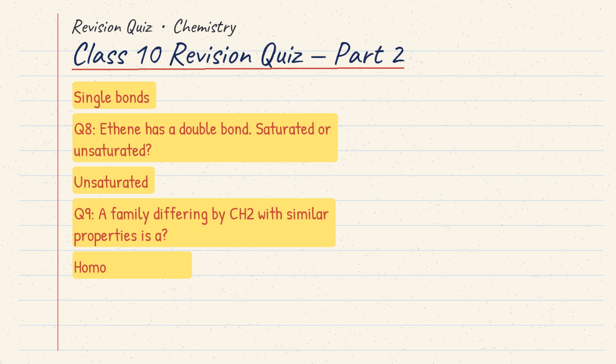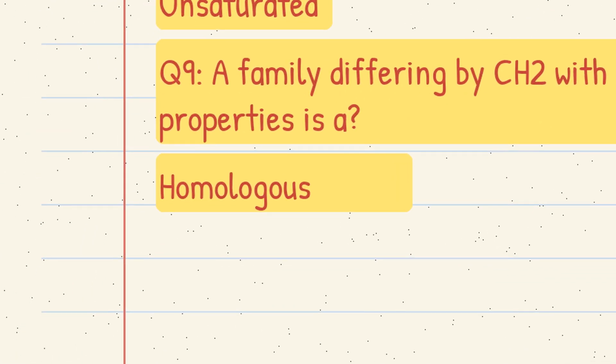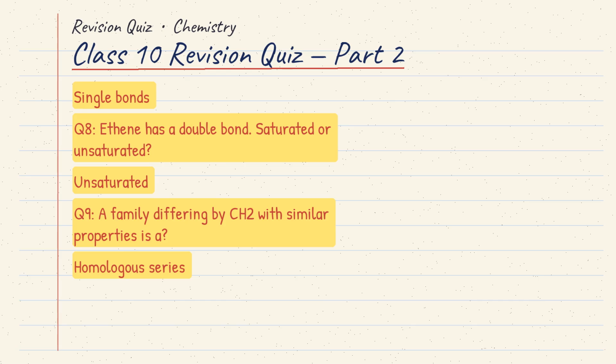The answer is homologous series. Like the alkanes. Question 10. The OH functional group makes an?